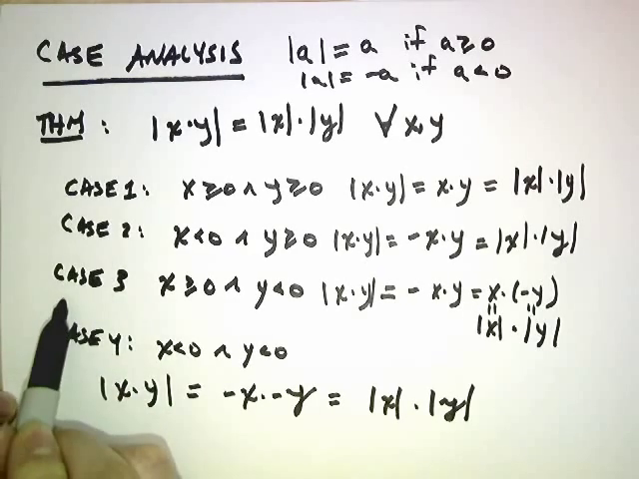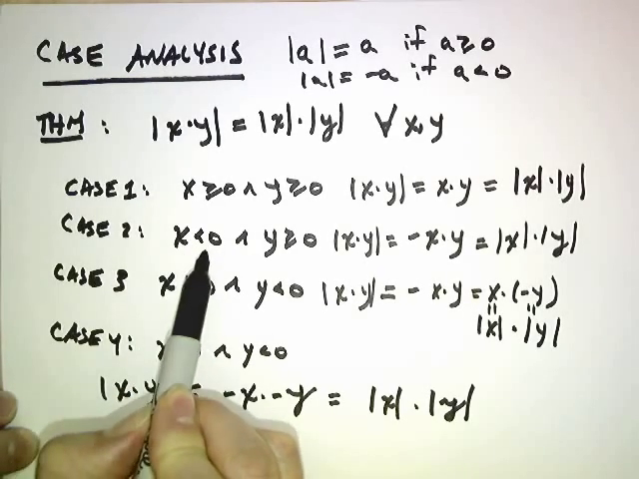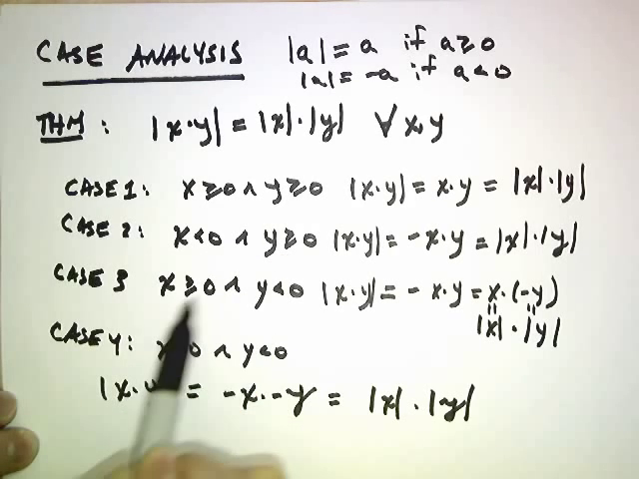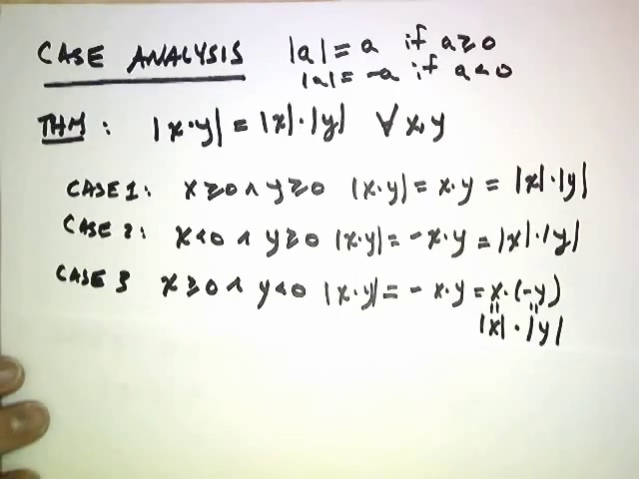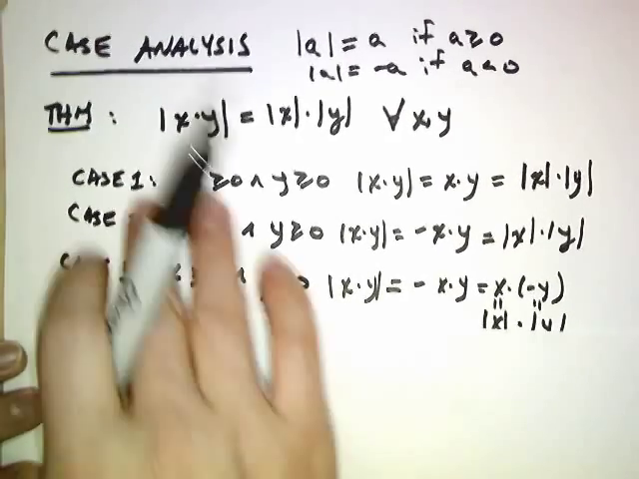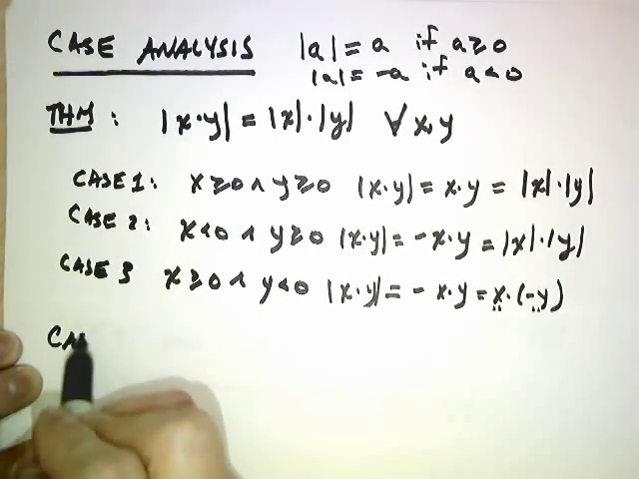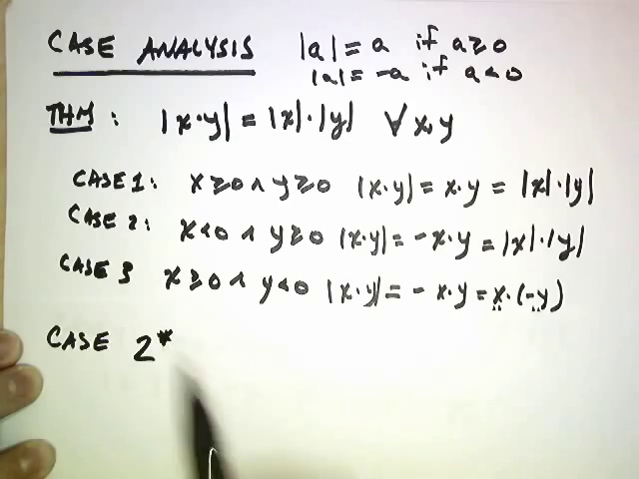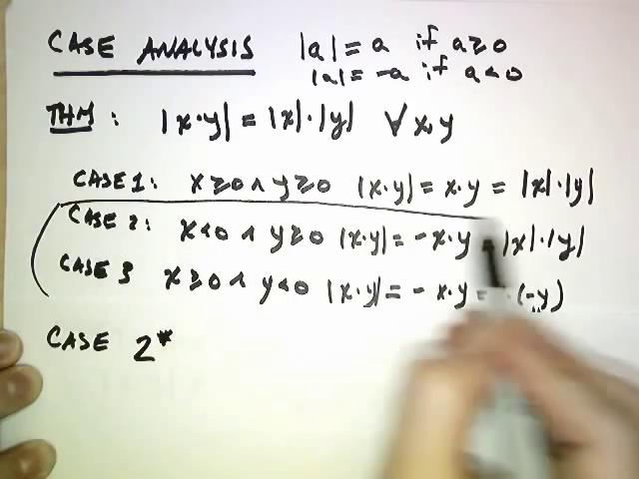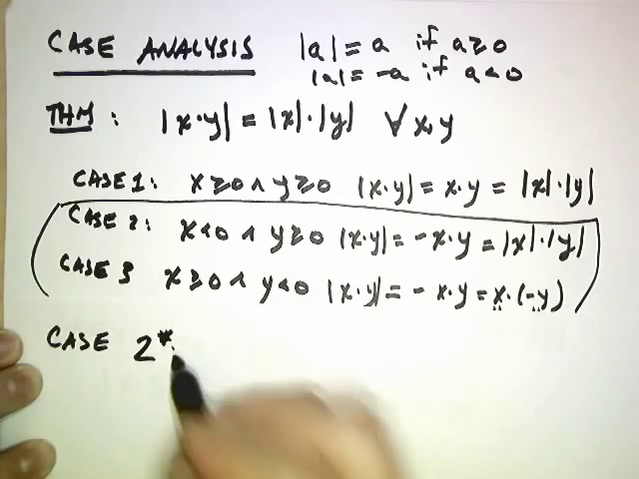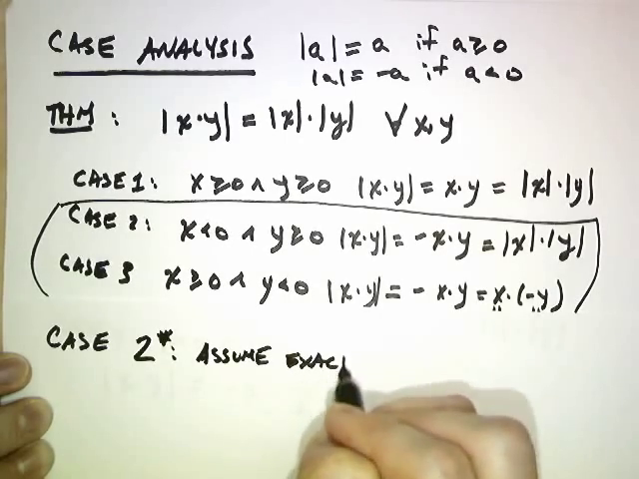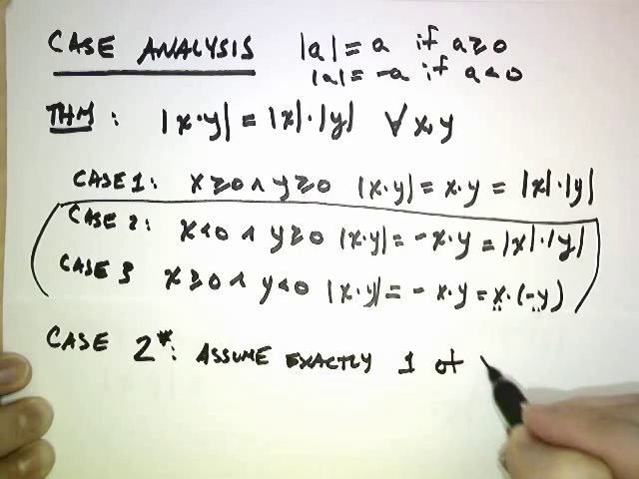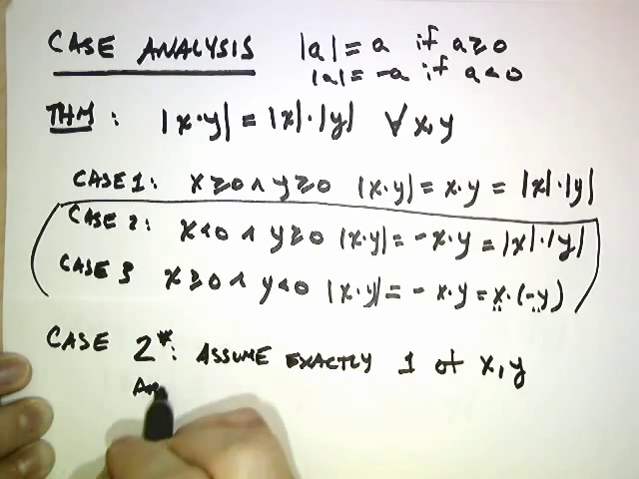Notice that case 2 and case 3 were nearly identical. In case 2, x is less than 0 and y is greater than or equal to 0. In case 3, x is greater than or equal to 0 and y is less than 0. But the arguments are the same. We could have grouped these 2 cases together. By that I mean we could have simply had a case, let's say 2 star, that grouped these 2 cases together, and case 2 star would have said, assume exactly one of x, y are negative.